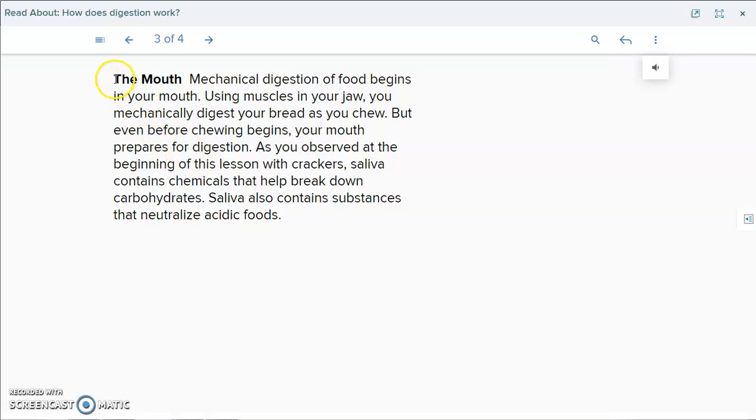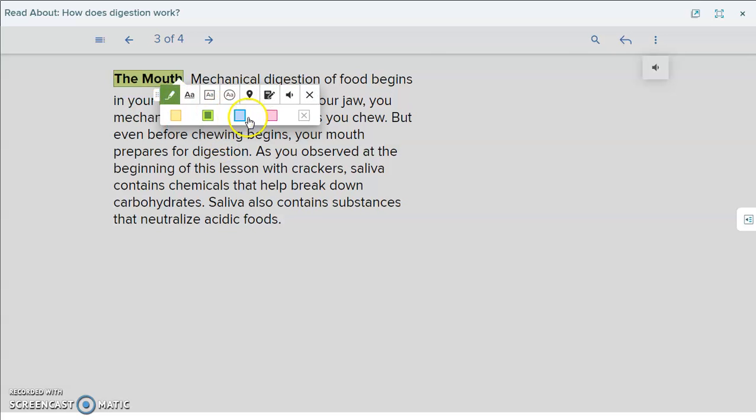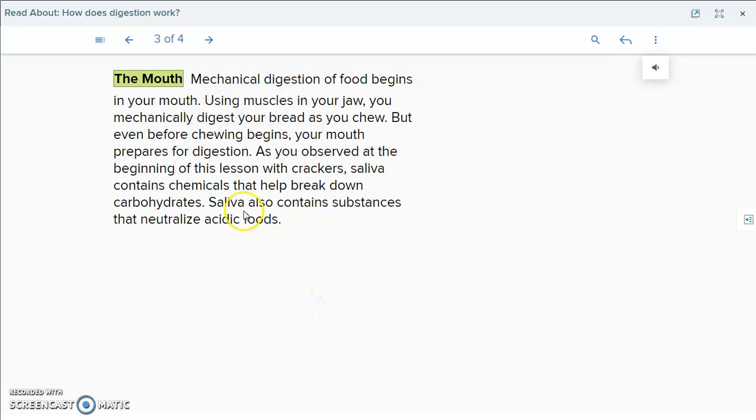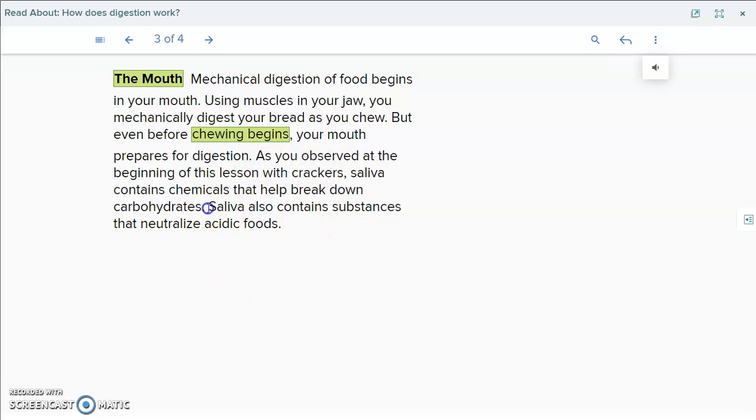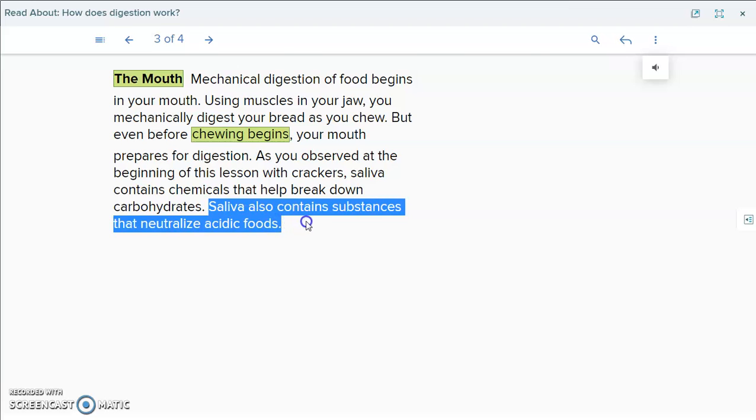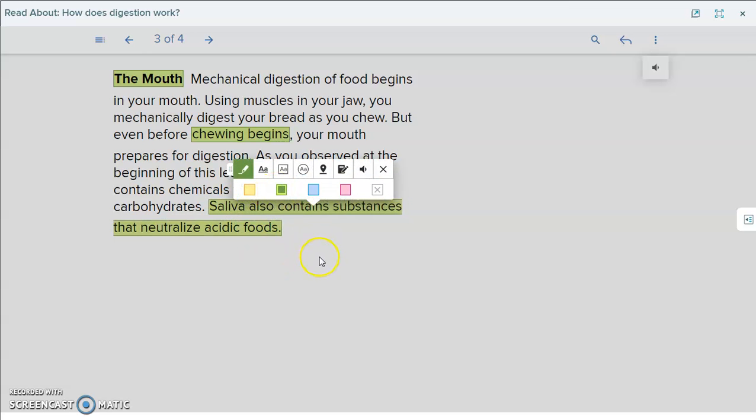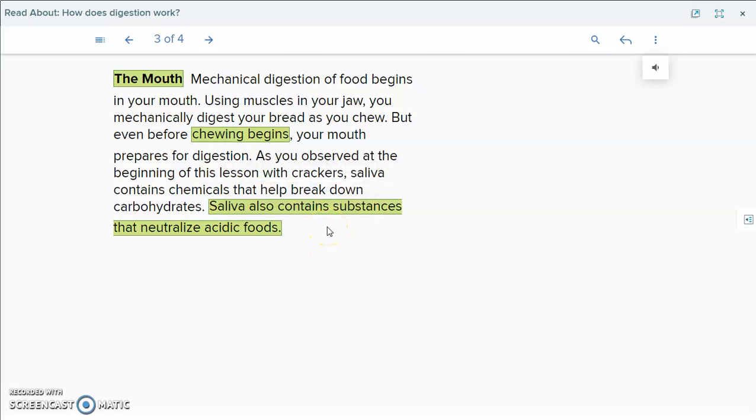So the first part is the mouth. This is the first part of the digestive system. In the mouth, you are going to chew the food. So here, chewing begins in your mouth. And don't forget, we have saliva also. I told you, from period 1, that saliva is going to digest starch, carbohydrates, and also is going to neutralize acidic foods. As we said, what is the meaning of neutralize acidic food? It means to make acidic foods be less acidic. So this is what is happening in your mouth, and this is the first part of your digestive system.